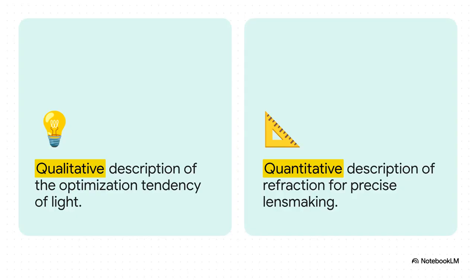Now, Fermat's principle perfectly encapsulates the challenge facing every lens maker. To fashion a perfect lens, you need every possible pathway from the object to the image to have the exact same travel time. When you achieve that, boom, you achieve perfect focus.